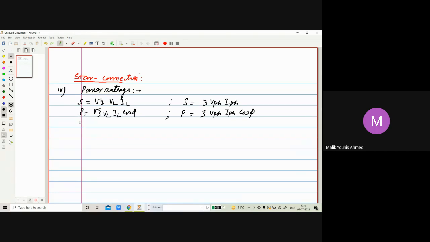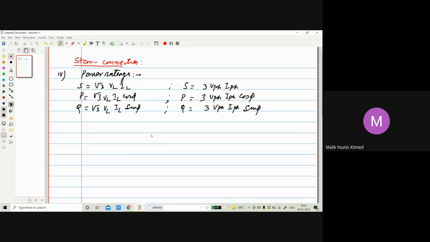Then reactive power can be written, in terms of line values, as root 3 VL IL sine of phi. And for phase values, reactive power for a star connection can be written as 3 V phase I phase sine of phi. These are definitions you already know. Just for your recapitulation, I'm repeating them again.